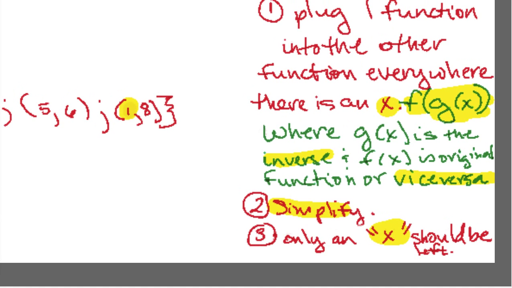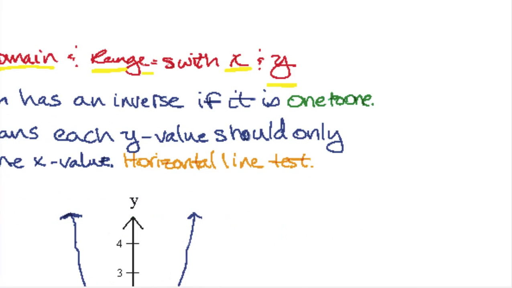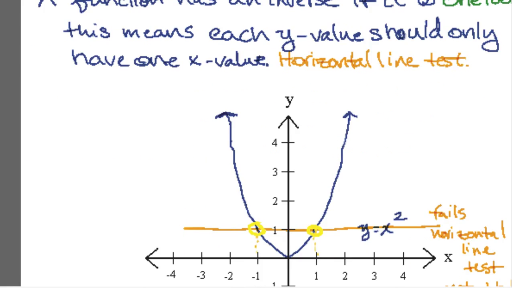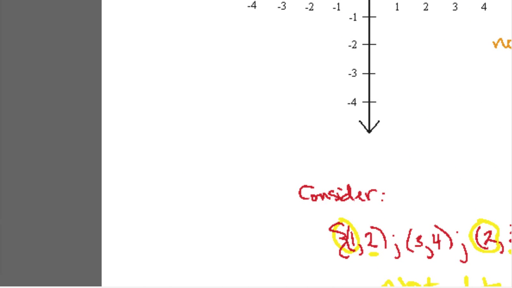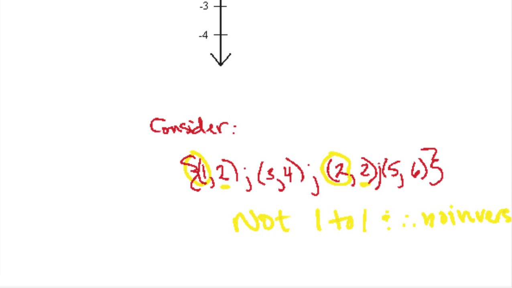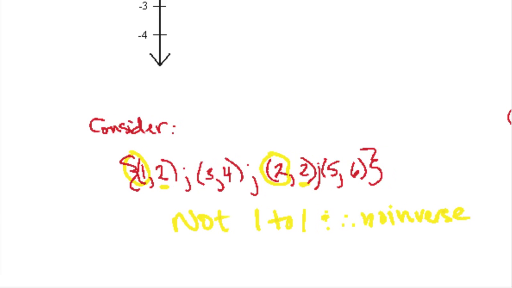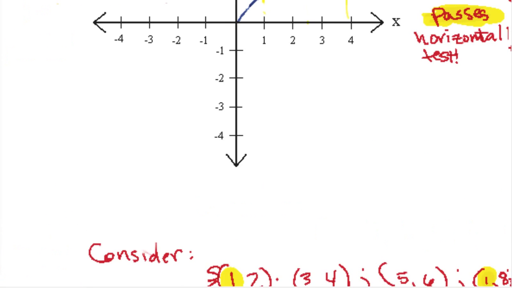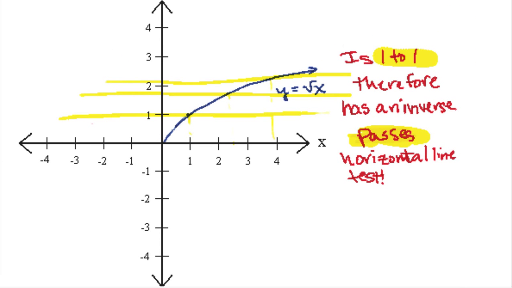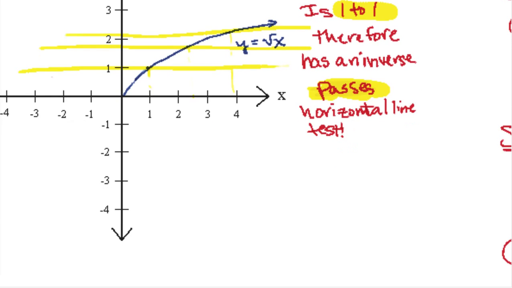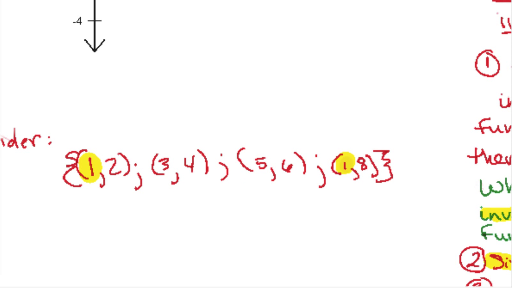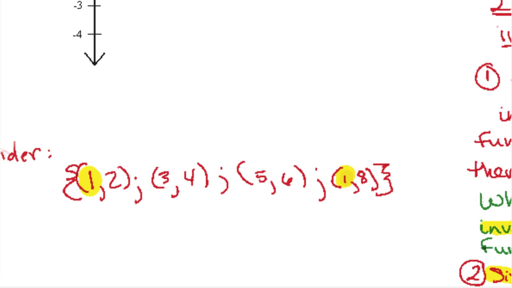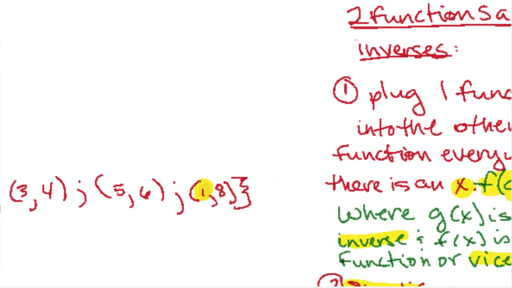All right? So again, it must be one-to-one to have an inverse, pass the horizontal line test. Also, if you're looking at a set, just see if the y values are repeated. If they are repeated, then therefore it has no inverse because it's not one-to-one. And this is an example of passing the horizontal line test. And here we have a passing of the sets that is a one-to-one set, in this case not a function.